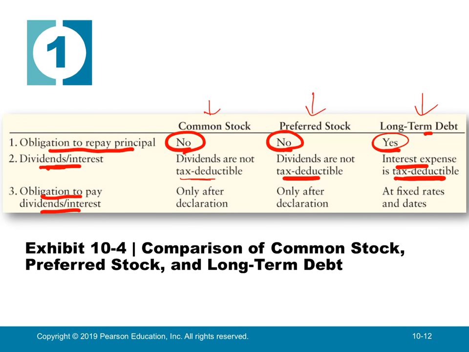Do you have an obligation to pay dividends or interest? With common stock, only after you've declared it. Same rule with preferred stock. Only if you declare dividends do you have to pay them. But with long-term debt, you do have fixed rates and dates, right? You have a contract, payments must be made. So it's a little bit riskier in that you have to make payments with long-term debt. But with common stock and preferred stock, you don't have to declare a dividend, but keep in mind, you're giving somebody an ownership interest in your company.